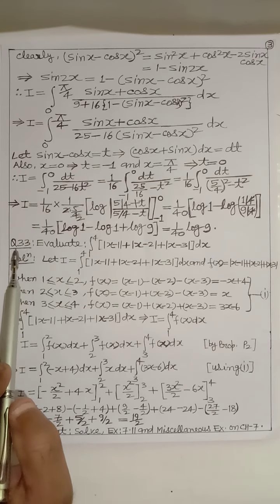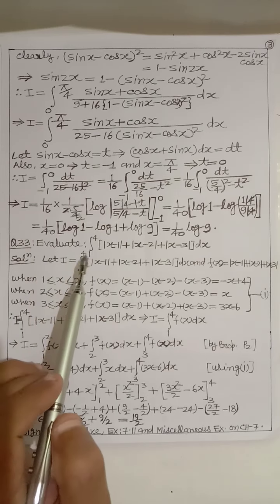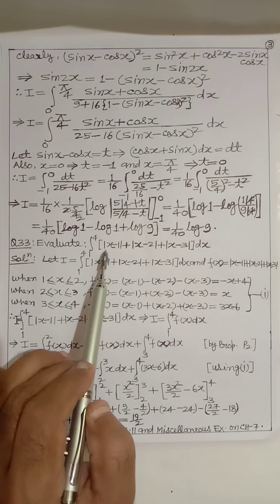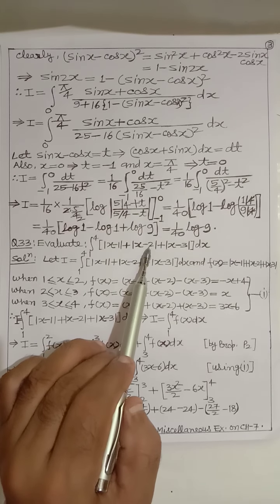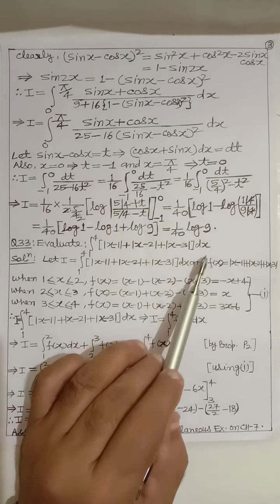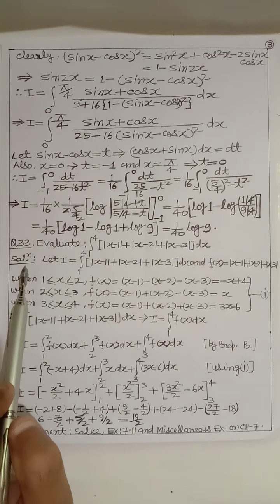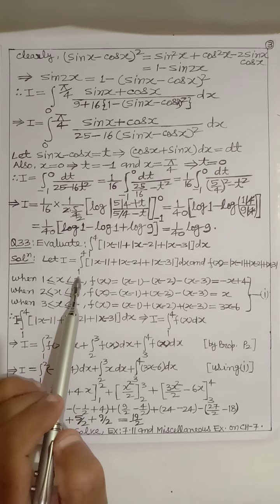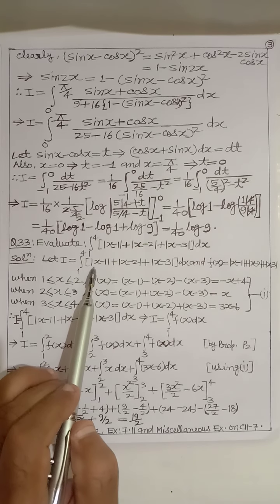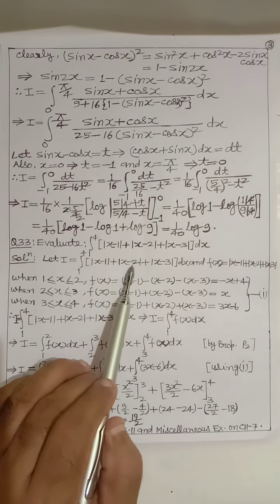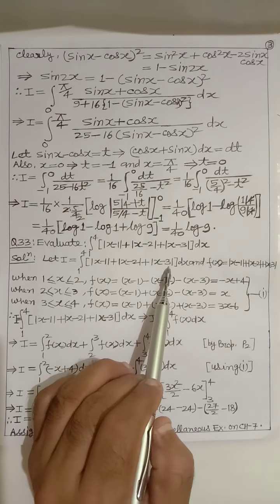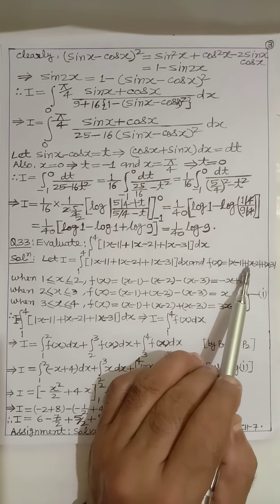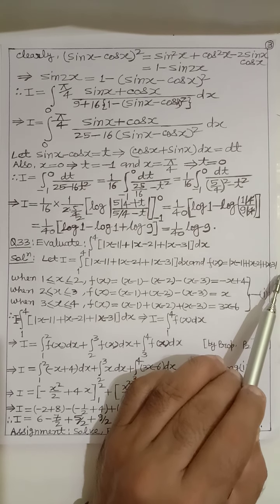One more question, question number 33. Evaluate the integration from minus 1 to 4 of mod of x minus 1 plus mod of x minus 2 plus mod of x minus 3 dx. To find the solution, let I equal the integration from 1 to 4 of mod of x minus 1 plus mod of x minus 2 plus mod of x minus 3 dx. And suppose that f(x) is equal to mod of x minus 1 plus mod of x minus 2 plus mod of x minus 3.